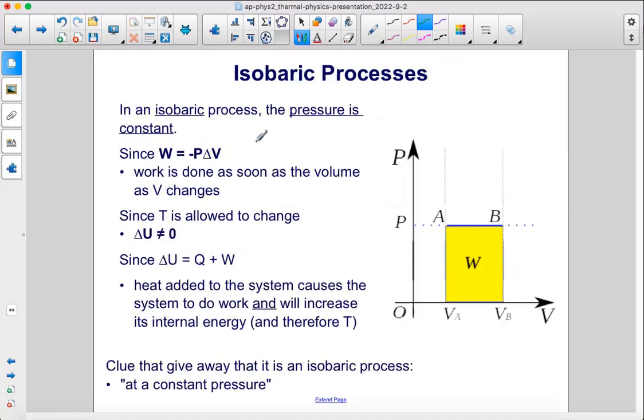In an isobaric process, the pressure is constant, giving us this horizontal line on a PV diagram. Since work equals negative P times delta V, work is done as soon as the volume changes, and the volume is changing at a constant pressure, therefore work is done. And temperature is allowed to change, therefore the internal energy is going to change as well. So you can use the first law of thermodynamics to solve problems. Heat added to the system causes the system to do work, and it will also increase the internal energy. Clues that give away that it is an isobaric process, just the quote, at a constant pressure.